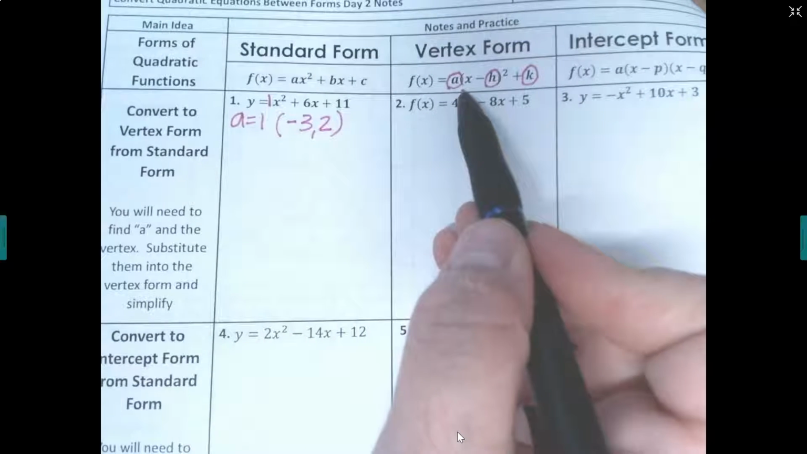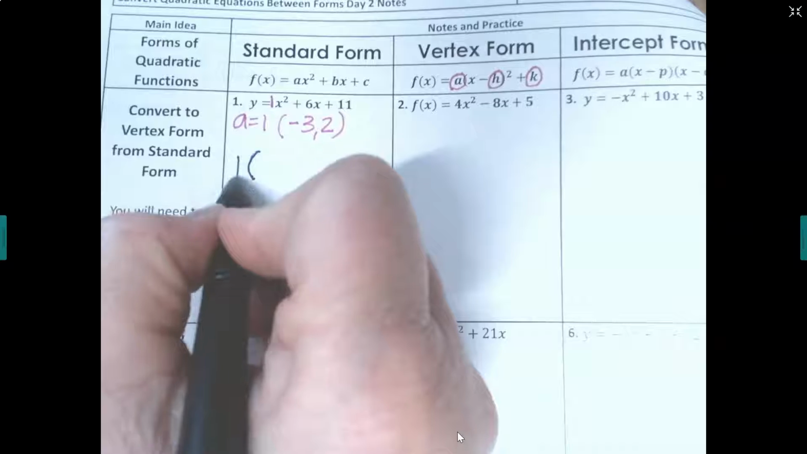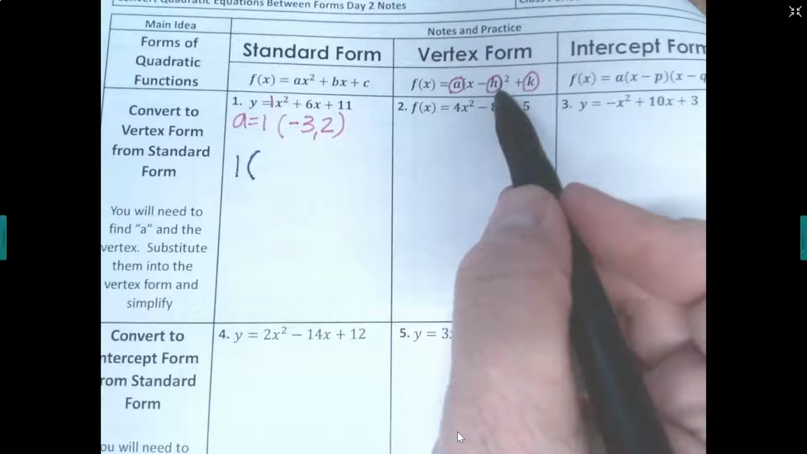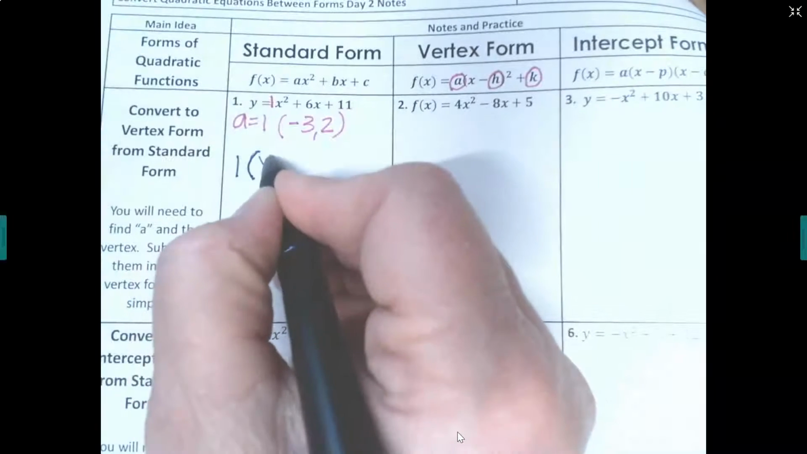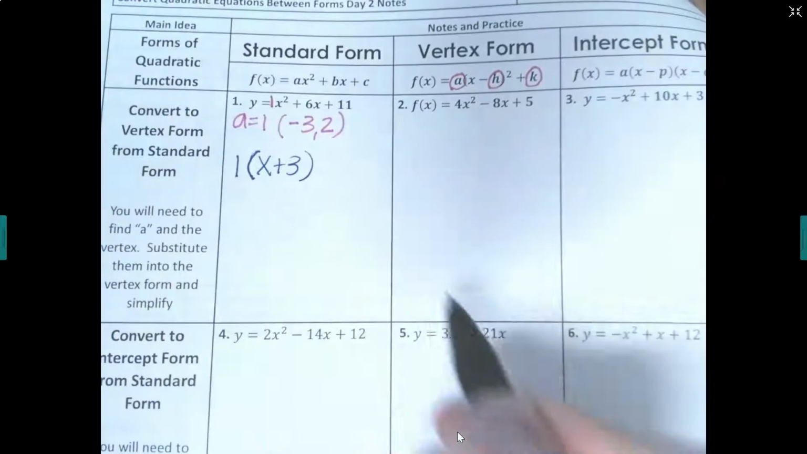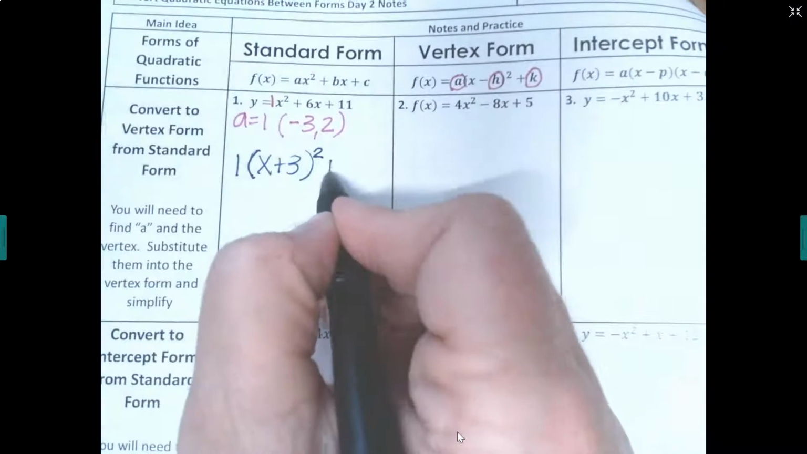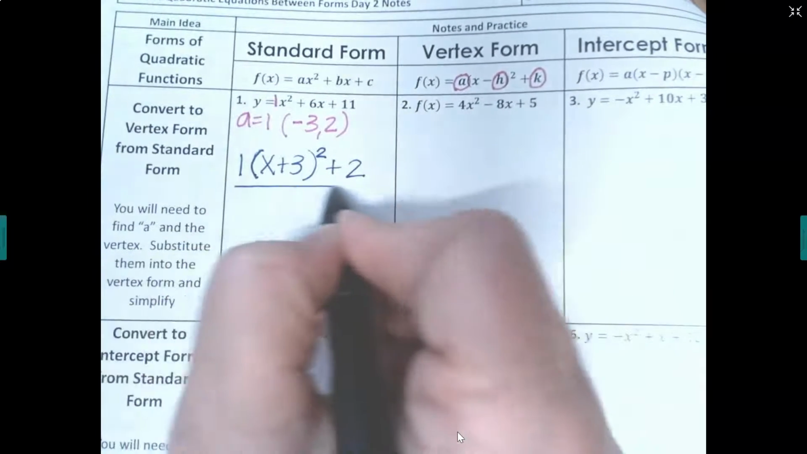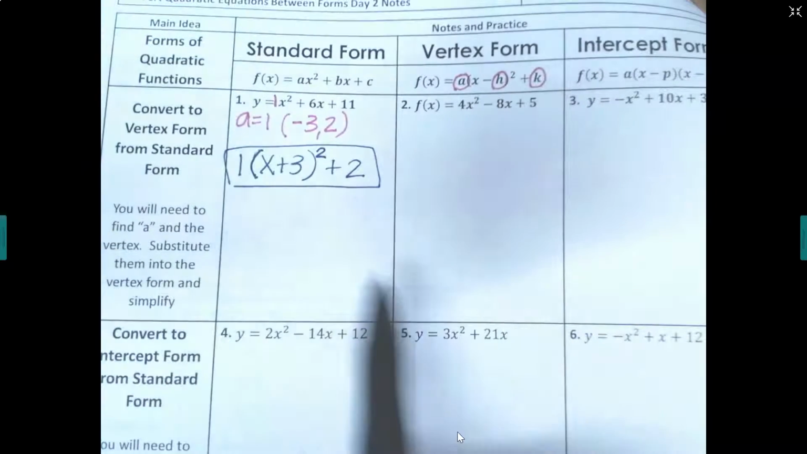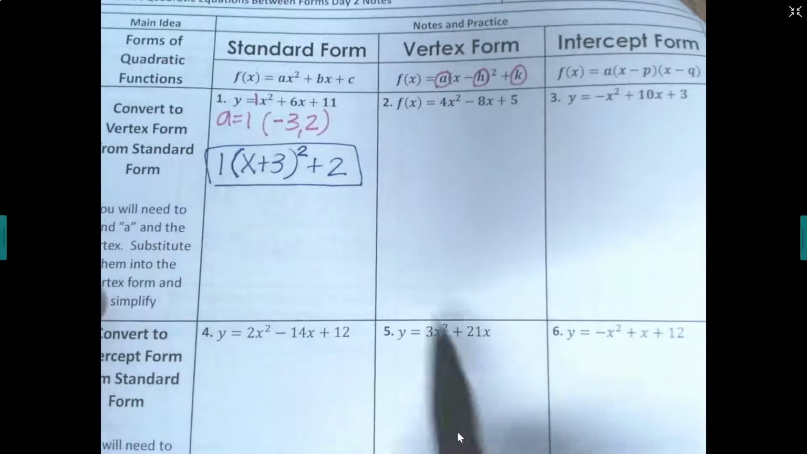So we're going to take this equation. A is 1. You don't need to write an understood 1, but if it makes you feel better, you can write the 1 there. It's not going to change anything. Then we have X minus the X value of the vertex. So X minus -3 becomes X plus 3. The sign's going to change every time you plug that X value in. Squared, and then this is plus K, plus 2. That is our vertex form. So you need to find the A value and the vertex and plug them into the vertex form of the equation. So let's try it again.